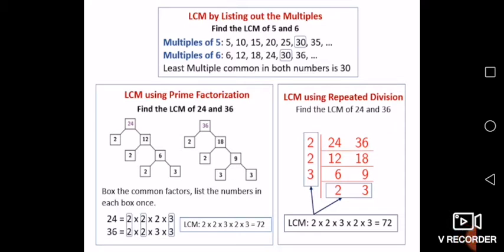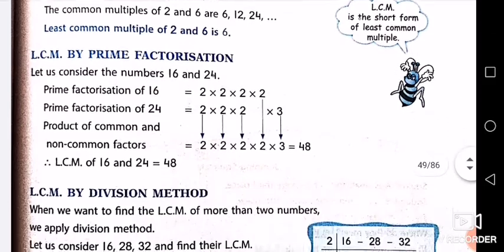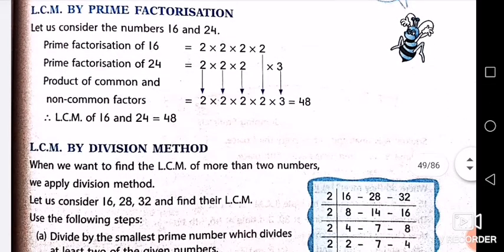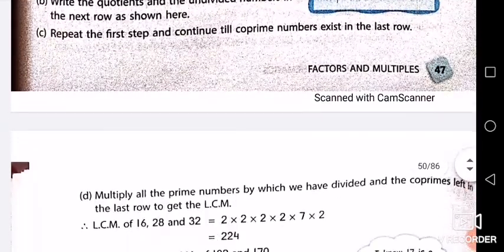So now what we want is to do a few sums, a few questions related to this LCM only, so that the concept of LCM will be clear in our minds. So let's start the sums. So children, common multiples and least common multiple, which you can see here, I have explained. Now LCM by prime factorization, another method, that also I have explained, and LCM by division method, that also I have explained.